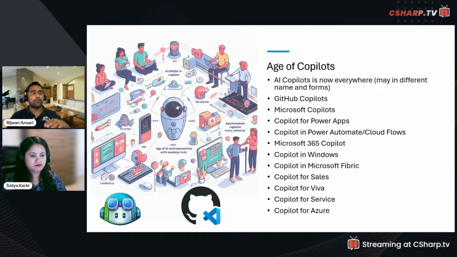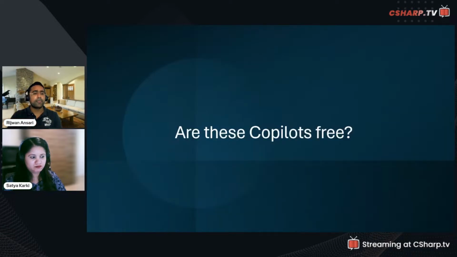For example, the GitHub Copilot, which I'm using to write the code, I cannot use the same Copilot for my Office 365 to generate my meeting minutes, or note the important points from my discussion. Similarly, Power Apps Copilot cannot be used for other platforms. So for every platform, the Copilot has been trained specifically for that product and those services. And none of these are free. I'm sure none of the Copilots is going to be free.